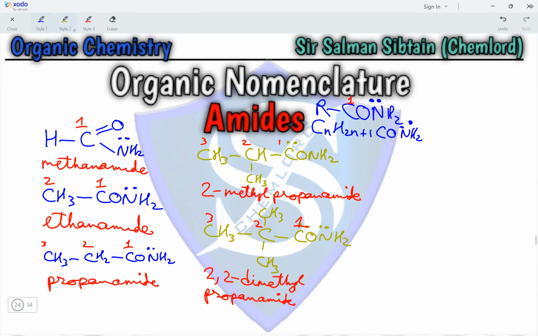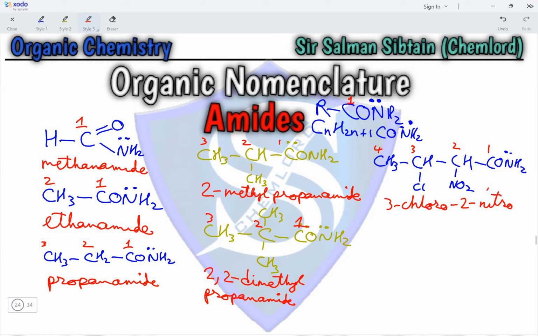Now let's have a longer chain of amide so that we can introduce more substituent groups. So CH3, CH, CH, CONH2. Here we will introduce two substituent groups, a chloro and a nitro group. So numbering being fixed starts from here: 1, 2, 3, 4, and the name of this compound, by writing the substituent group that comes alphabetically first, would be 3-chloro-2-nitrobutanamide.